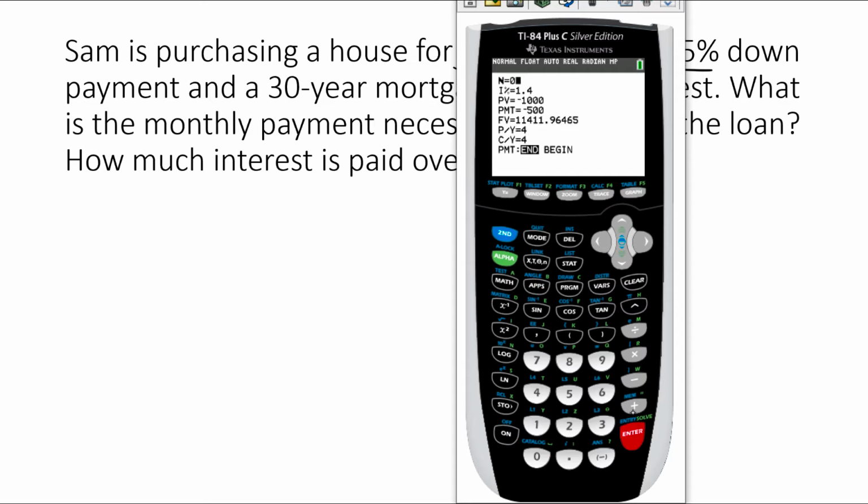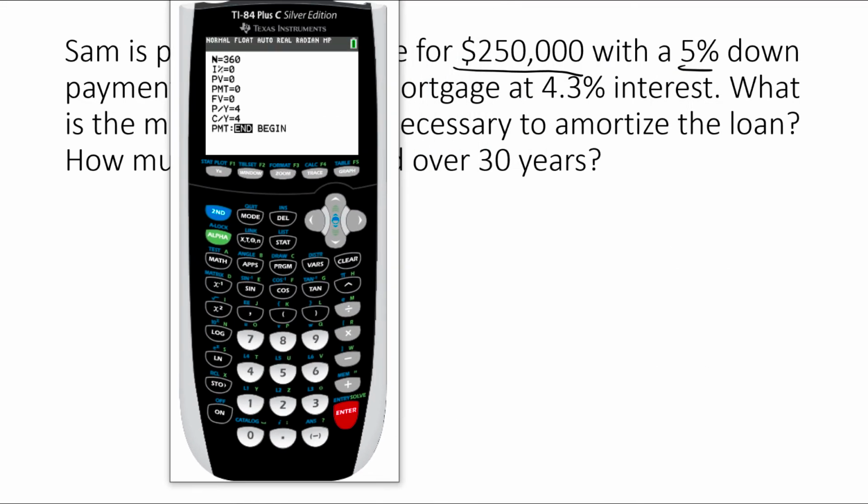Let's zero out the first 5 fields. All right, so Sam is making monthly payments. That's 12 per year for 30 years, so times 30, so that's 360 payments. The interest rate on his loan, 4.3%. The present value, that was the loan amount.